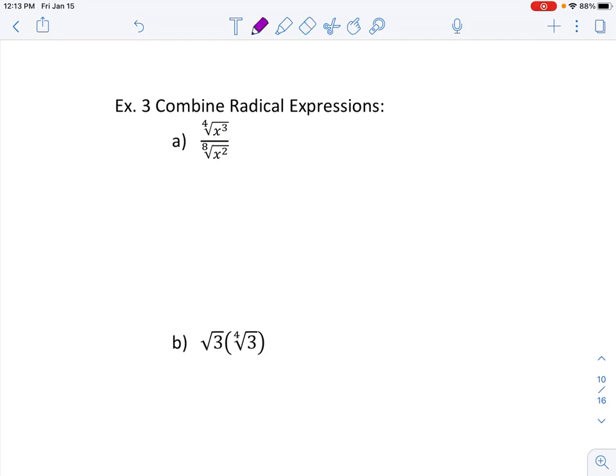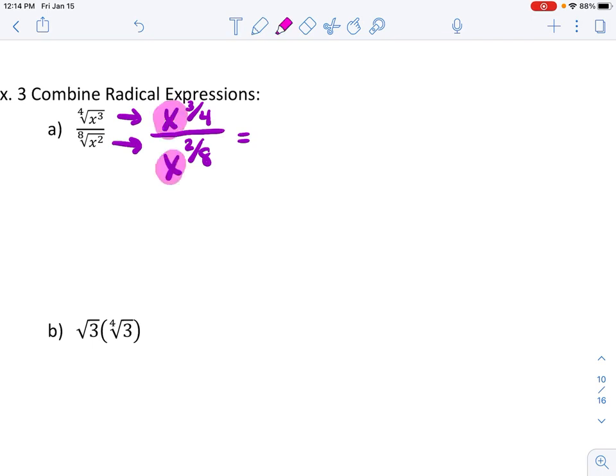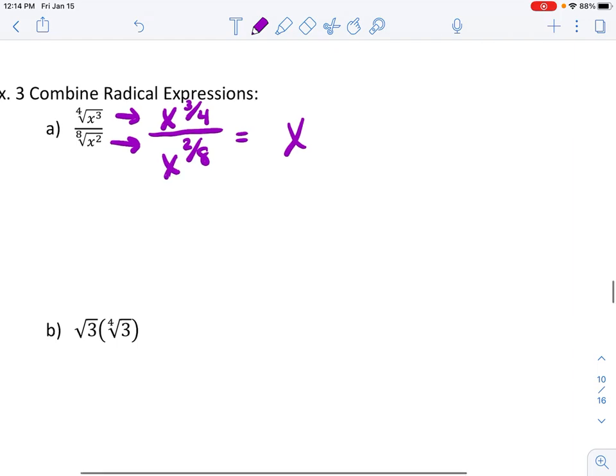So what I am going to do is switch these to their exponent form. So I have power over root, so 3/4, and I have 2/8. Because of that, I switched them into exponent form. And then I can go ahead and recall that as long as my bases are the same, I can actually subtract the exponents to solve. I don't actually need to do any dividing unless there's big numbers out front of each of them.